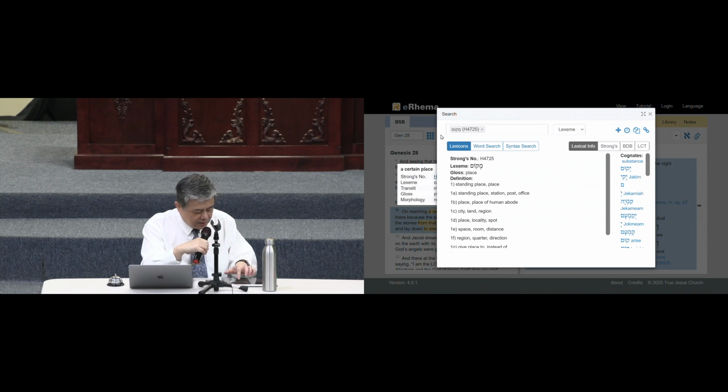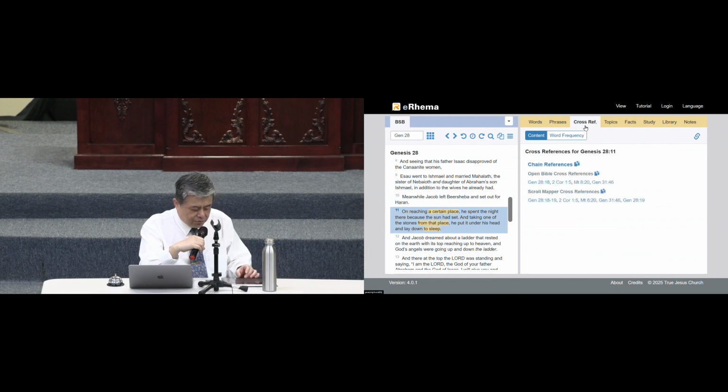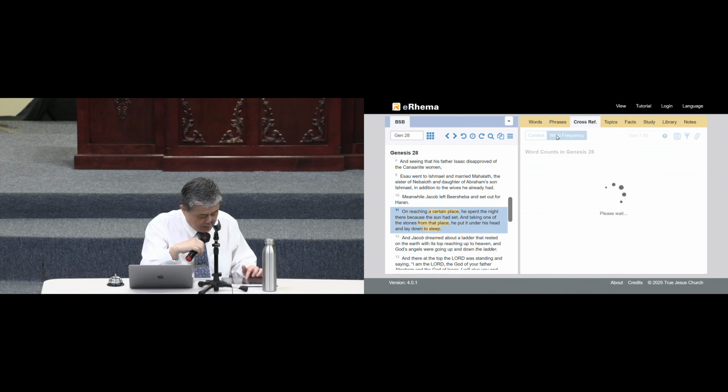Now, there's another tool that you can use to check repetition, and that's in the cross-references tab. So let's switch over to cross-references. If you have a device, you can follow along. And under the cross-references tab, there is a sub-tab called word frequency. Let's take a look.